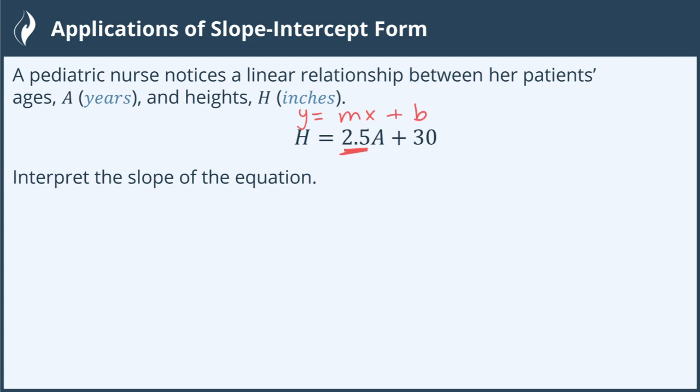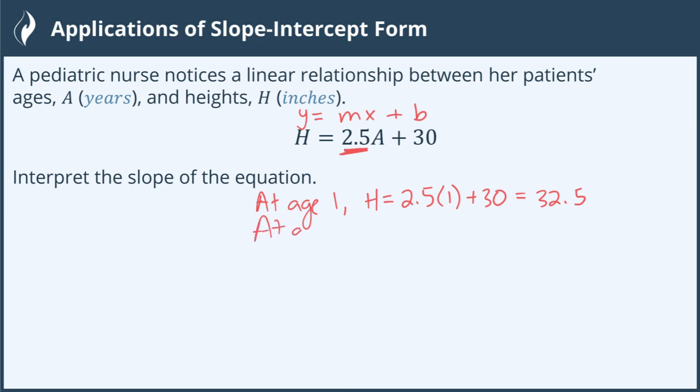So what does the 2.5 mean? Well, let's play around a little bit with some numbers and see if we can figure out what patterns are happening here. Let's look at a patient that is 1 year old. At age 1, what will their height be? Let's plug in a 1 for A, since A represents the age in years. So we would do 2.5 times 1 plus 30, which is 32.5. So it looks like a 1 year old on average is 32.5 inches tall.